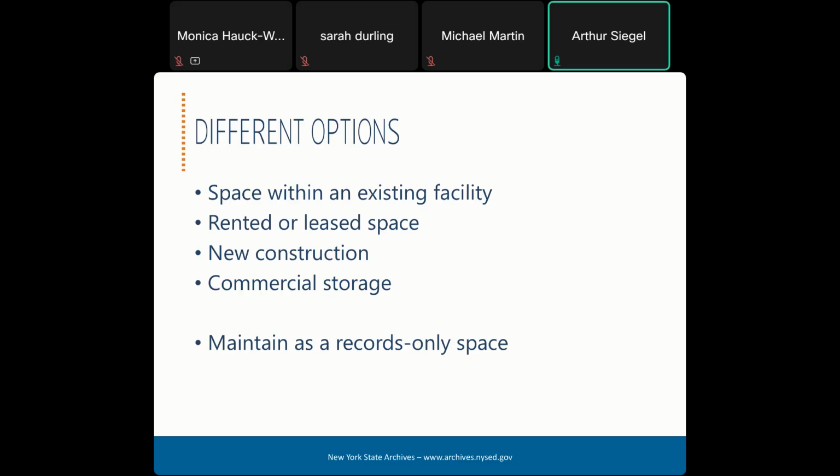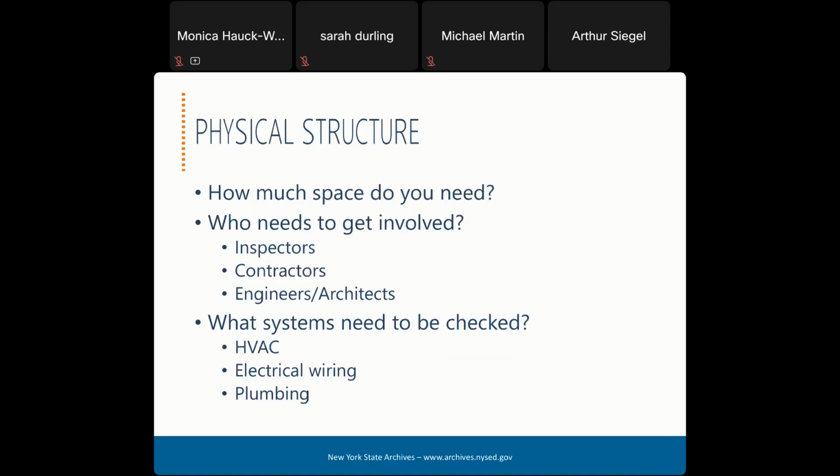Always remember too that whatever space you choose should be a records-only space. Storage should not be shared with cleaning supplies or holiday decorations or anything that isn't an inactive record. These not only take up space, but they could potentially pose a hazard depending on what it is. For example, chemical supplies or food, which can attract rodents or vermin. So if any of that's in there, remove it. Next slide, please.